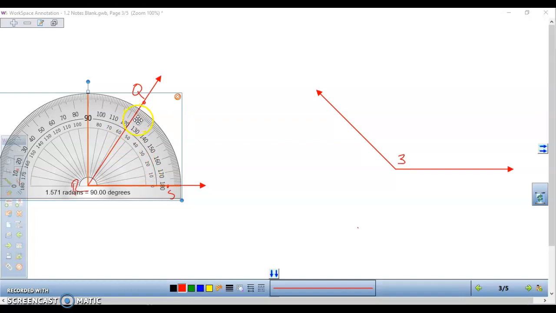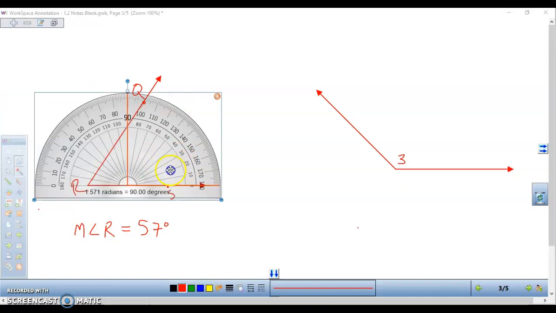And I'll look up here and get a bit more precise. And it looks to be right around 57 degrees. Because here's 50, 55. It's a couple past 55. It's about 57 degrees. So I'd say the measure of angle R is equal to 57 degrees. Notice I put my little m there because I'm talking about a measure.